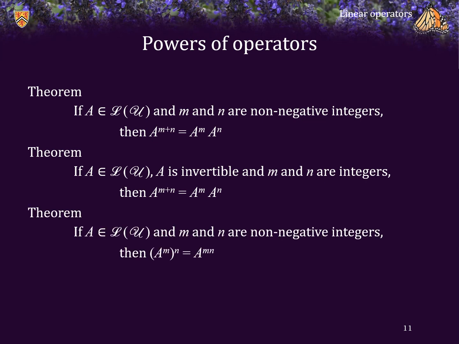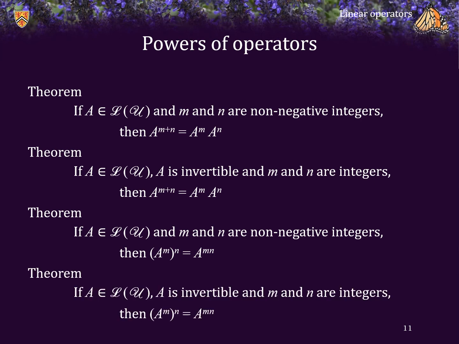Also, if m and n are non-negative integers, then A to the m raised to the power n is equal to A raised to the power m times n. And once again, if A is invertible, we do not have to restrict m and n to be simply non-negative integers. In this case, m and n can be arbitrary integers, including negative integers.